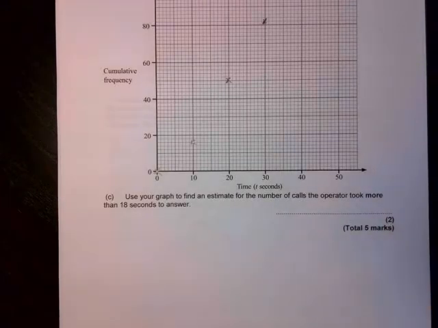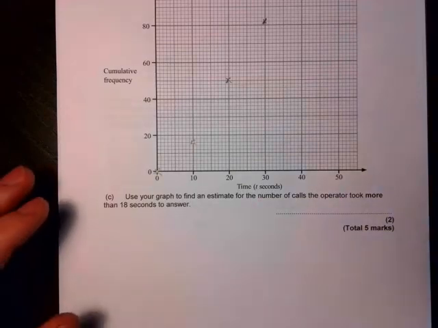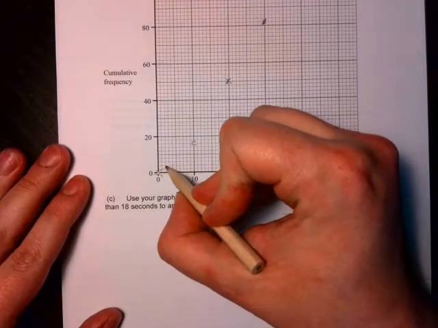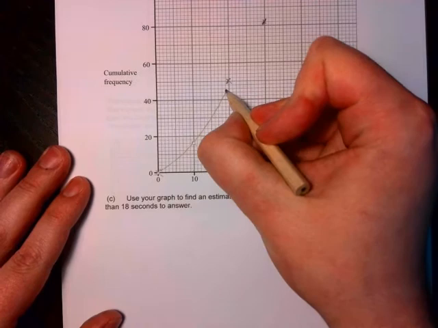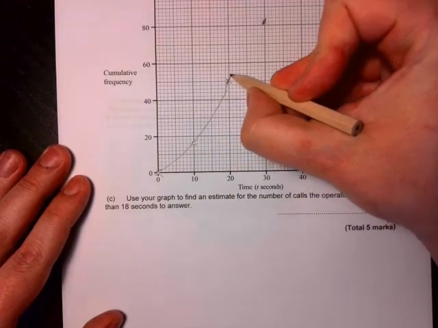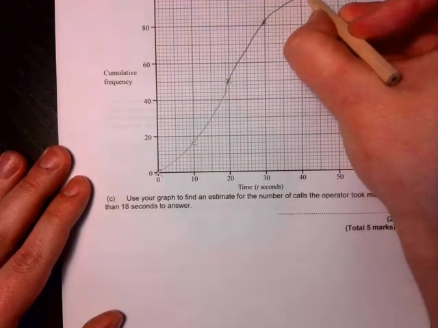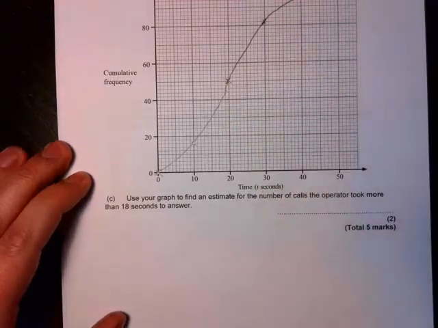Okay, this time we've got to use a graph to estimate the number of calls that took more than 18 seconds to answer. Oh, we've got to draw a curve, and that would actually help, wouldn't it? Oops. Not my best curve. Hopefully the examiner won't mind too much.